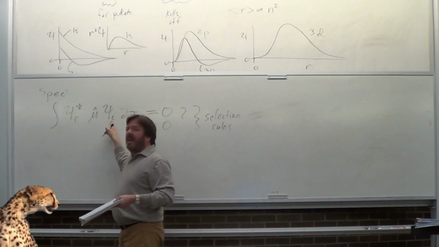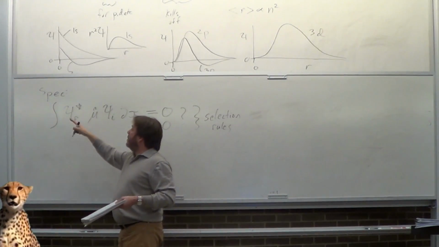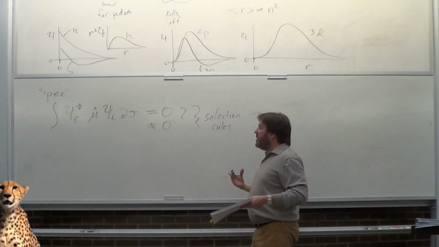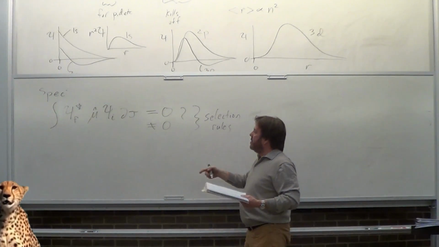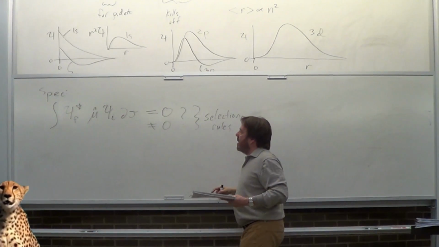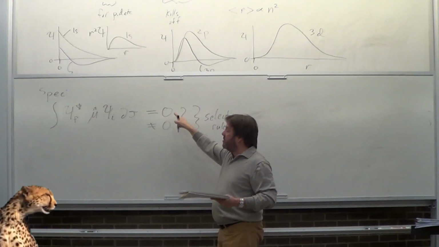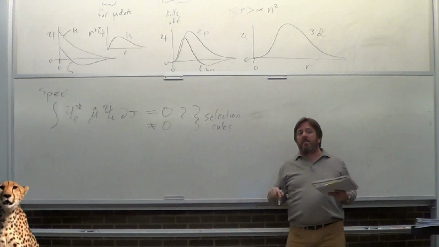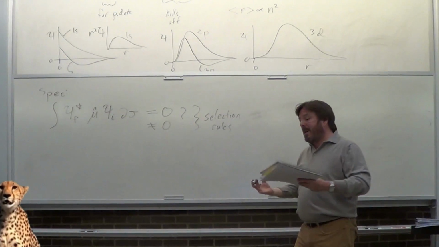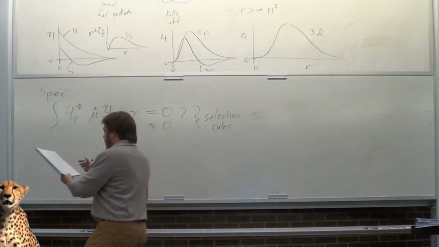This is some initial state, we'll make it a ground state, and this will be a final state, which will be whatever you want it to be. And the reason you're doing that is you just want to see whether it's 0 or not. If it's 0, it doesn't show up in your spectra. If it's not 0, it does show up in your spectra. This is how we understand spectra. So anyway, I just wanted to point that out.